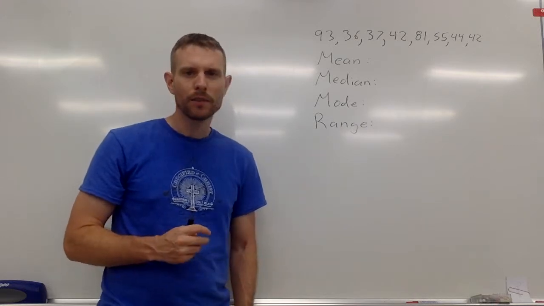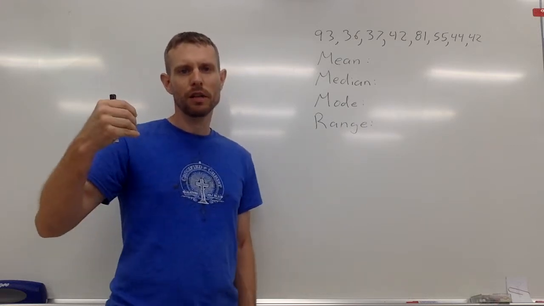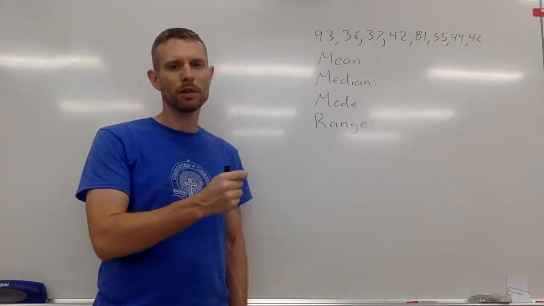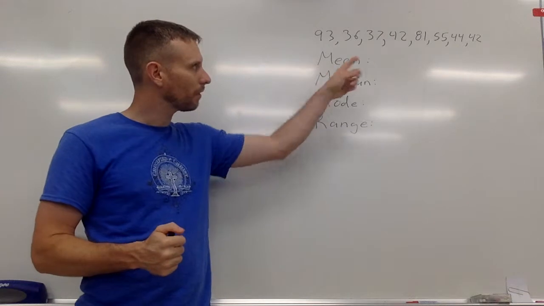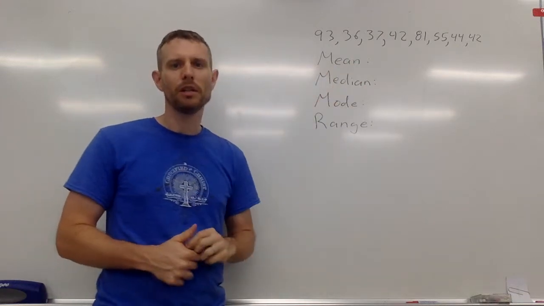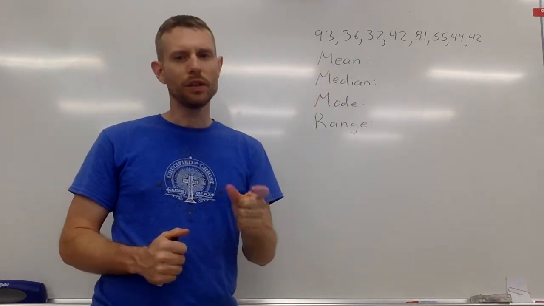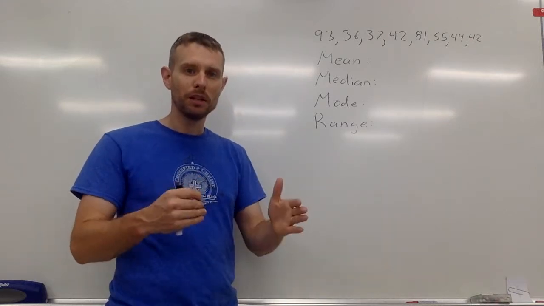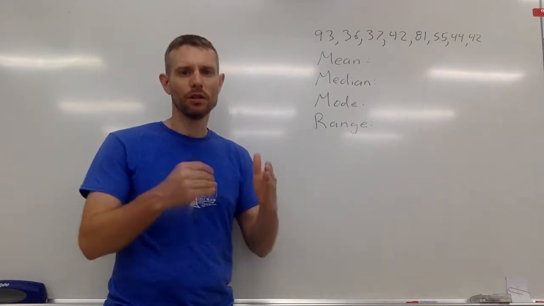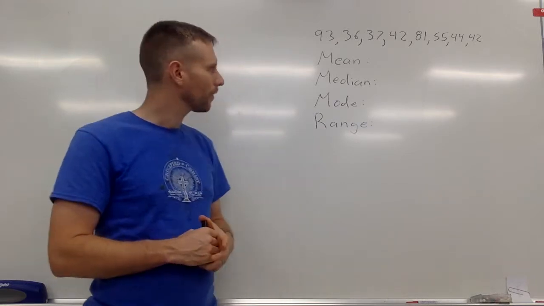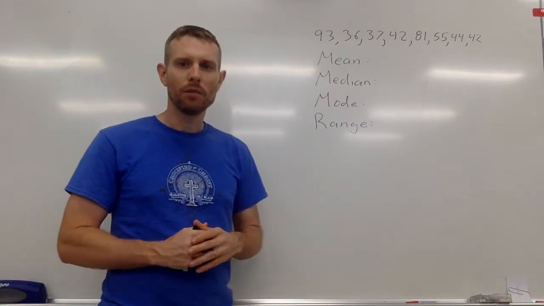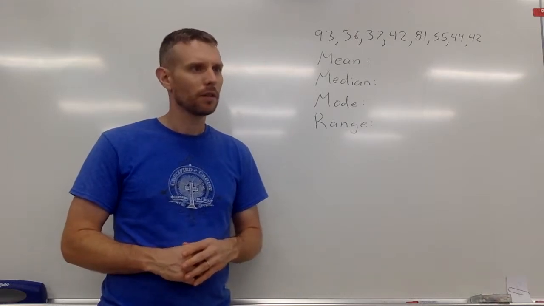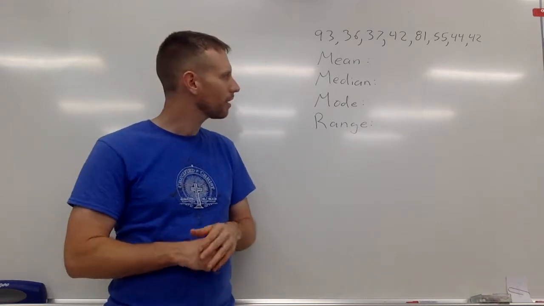Then the median. The median is, if you line up the numbers from least to greatest, and you have an odd amount of numbers, then the middle number is the median. Now, if you have an even number in your data set, then you will take the mean of the two middle numbers. And then the mode is the number that occurs most frequently, or the most amount of the same number, I guess, is another way to say it.